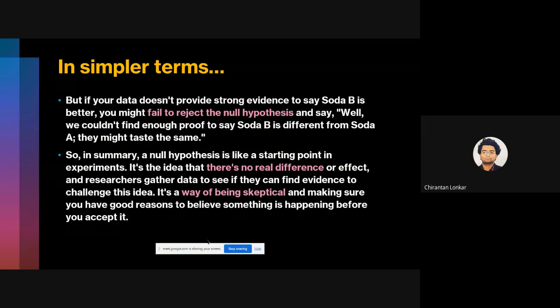OK? Now, in simpler terms again, if your data does not provide strong evidence to say that soda B is better, you might fail to reject the null hypothesis. What is failing to reject the null hypothesis? This means that we are accepting the null hypothesis. We are accepting that whatever they said, that soda A and soda B are the same, it is correct. OK, they really taste the same. Or Carlsberg and Heineken, they really taste the same.